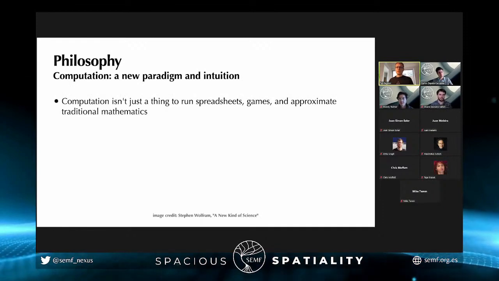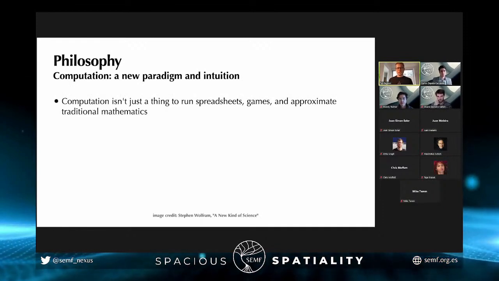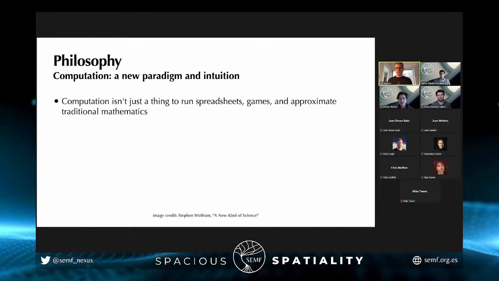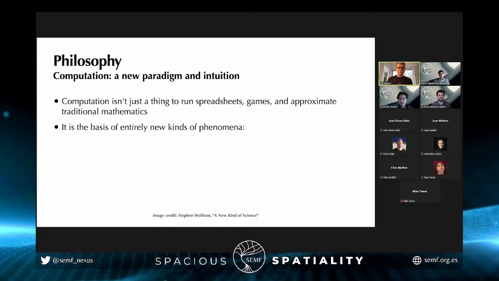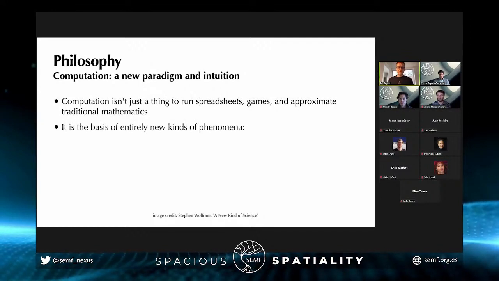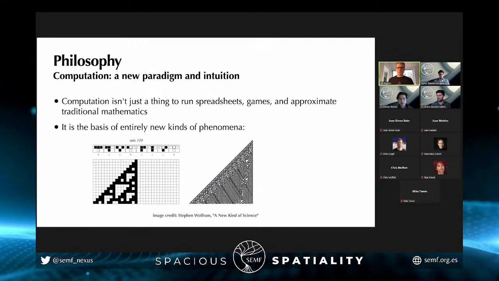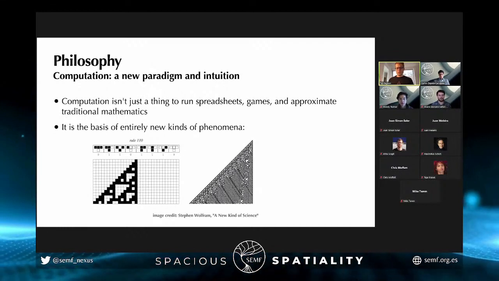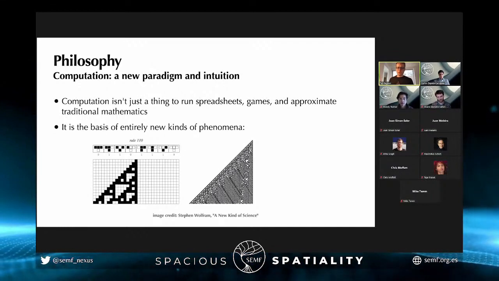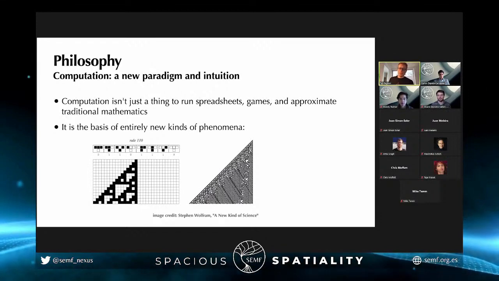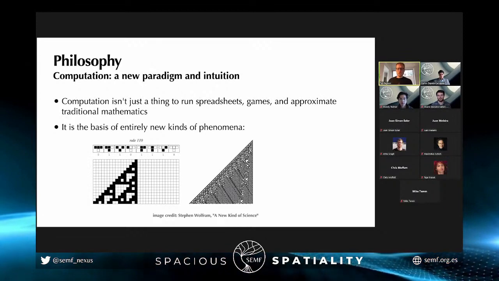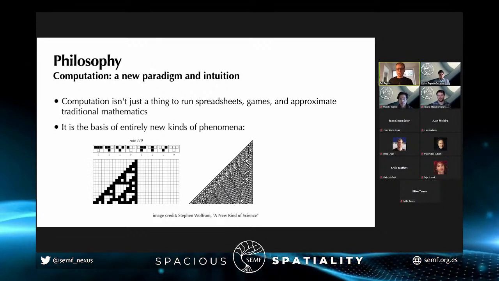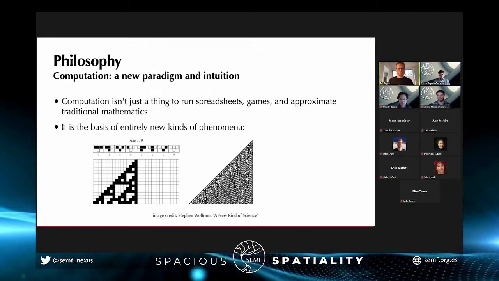So real numbers were developed at a time when we didn't have computers. And let's think a little bit about what computers have given us. They're not just tools. They're also a basis, a substrate for a whole new kind of phenomena. And this is something that my former boss, Stephen Wolfram, has spent a lot of time thinking about. He wrote a whole book on it called A New Kind of Science. He and other people have examined how computational processes can generate complex phenomena that just resist analysis using traditional mathematics.